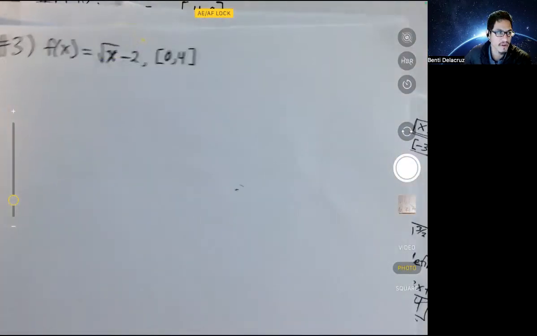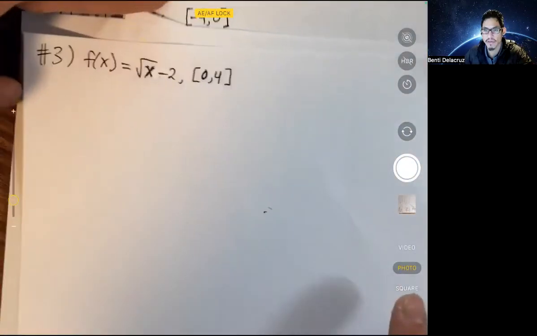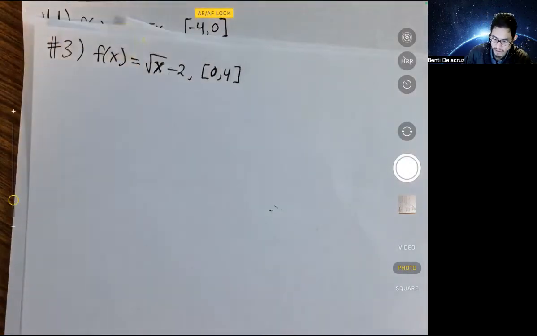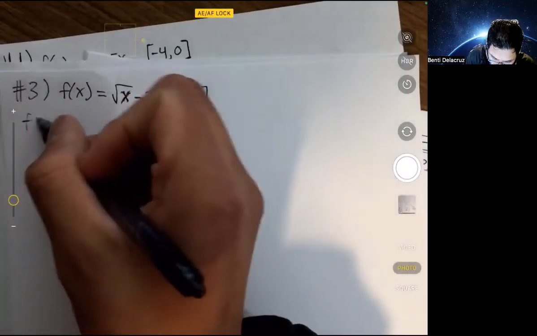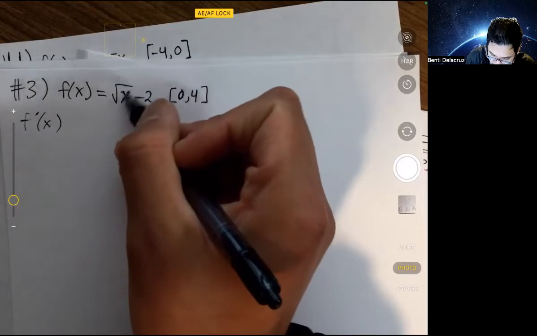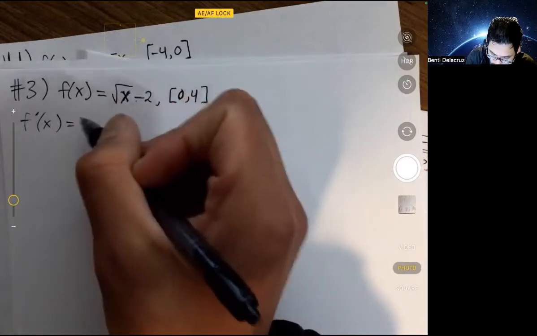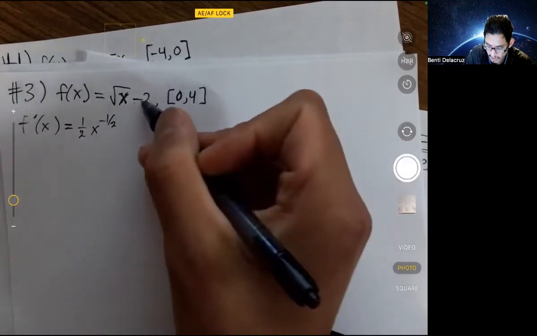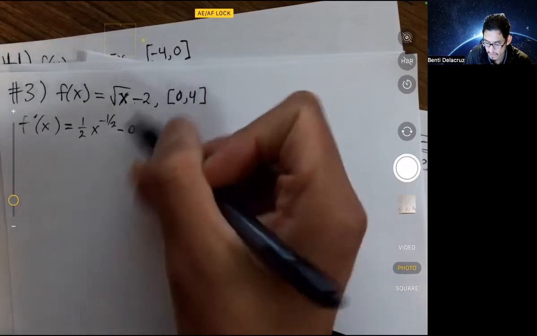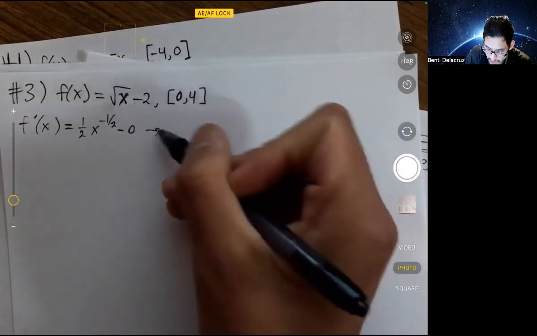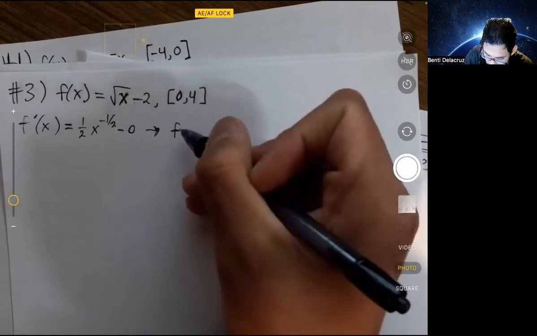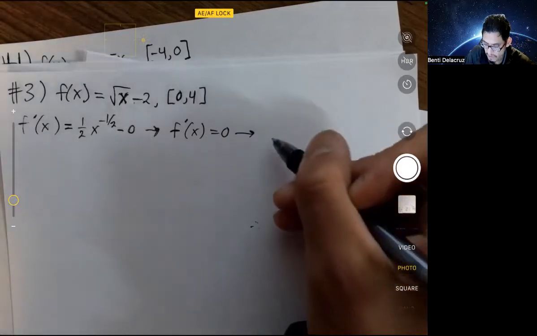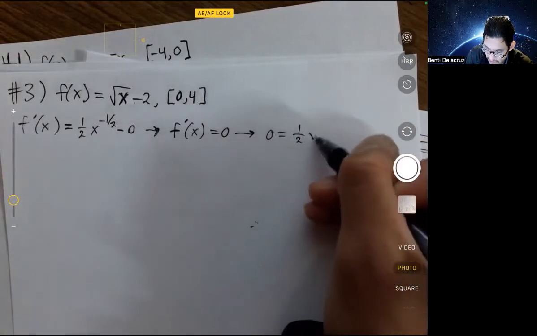So here we have the function f of x equals the square root of x minus 2. So we want to see where the possible maximum and minimum are. So again, we find the derivative, f prime of x. Remember, this is the same as x to the 1/2, so we use the power rule. So f prime of x will be 1/2 times x to the -1/2 minus 0, or just, doesn't matter. And then we find where this derivative is equal to 0, or where it is undefined. So f prime of x equals 0. So where is 0 equal to 1/2 x to the -1/2?